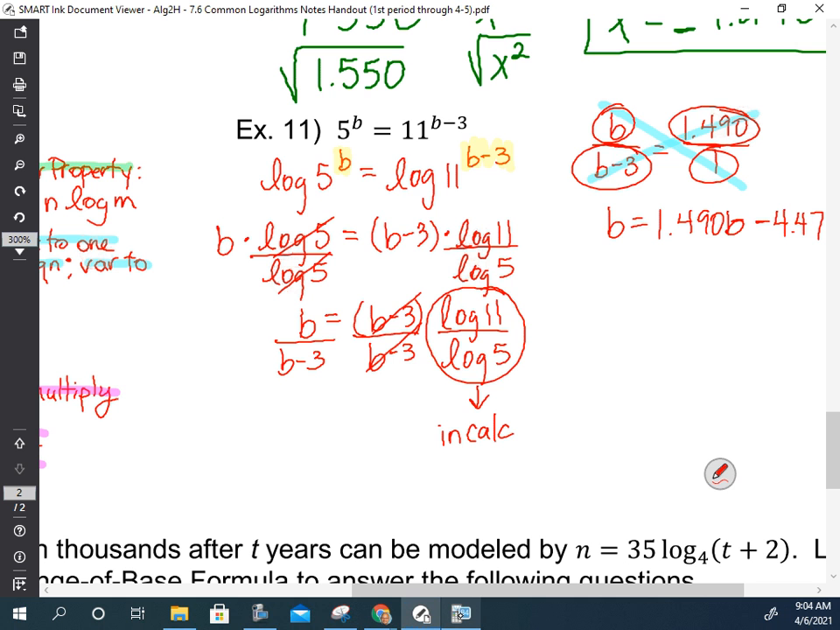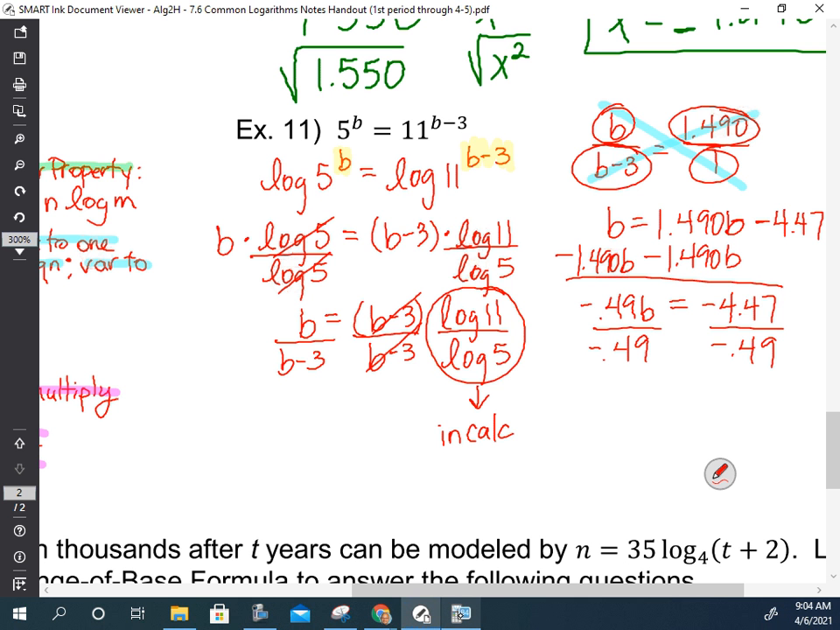So again, I cross multiply. Get variables on both sides, so take care of that. 0.49b equals negative 4.47. And then divide. So you get about negative 9.122.